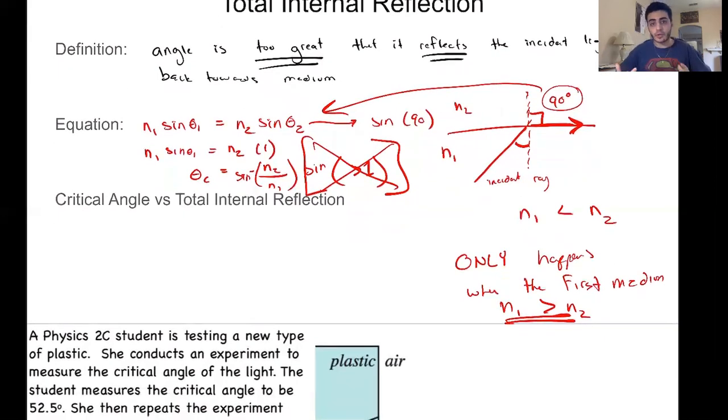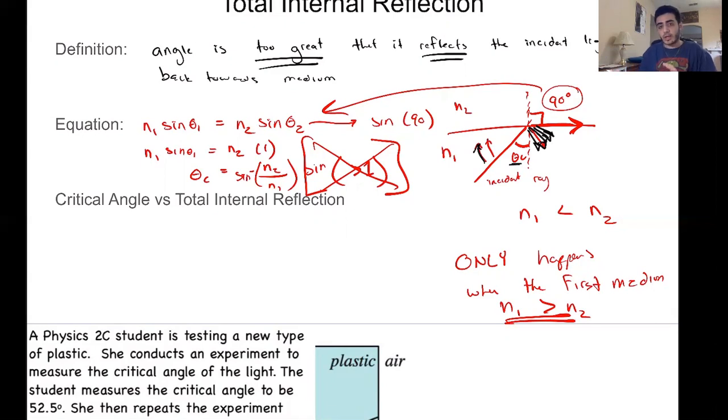So what is the difference between the critical angle and total internal reflection? Let's say this is the critical angle. As we increase this angle for the incident ray, then we'll begin to have internal reflection. Then we'll begin to have the incident ray getting reflected back into the first medium. So this is only when this angle is greater than this critical angle.